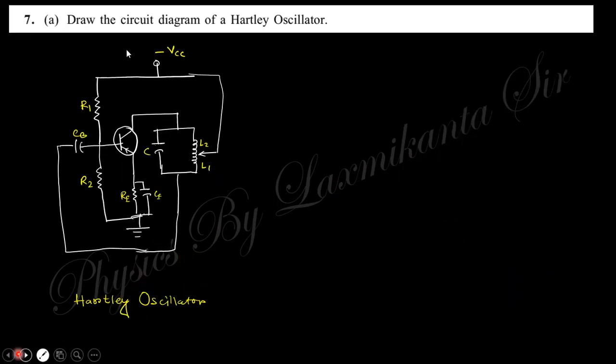Next one, draw the circuit diagram of Hartley oscillator. You need to practice this type of circuit, the Hartley oscillator and the other oscillators. You need to practice this circuit, which is important for explanation purposes. So this is R1 R2, and this is the transistor. This LC circuit is a tank circuit, which is fed into the input as feedback. So this is the Hartley oscillator.